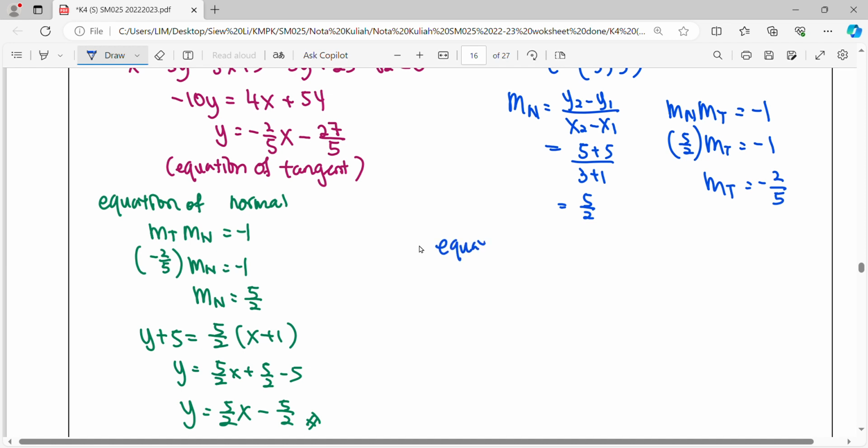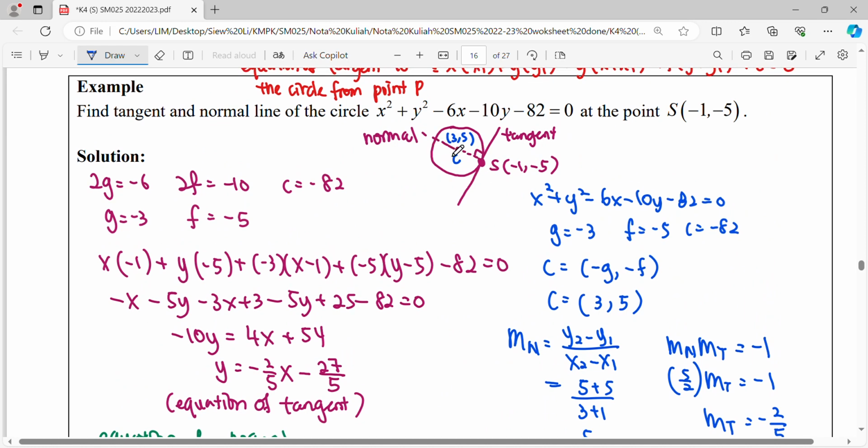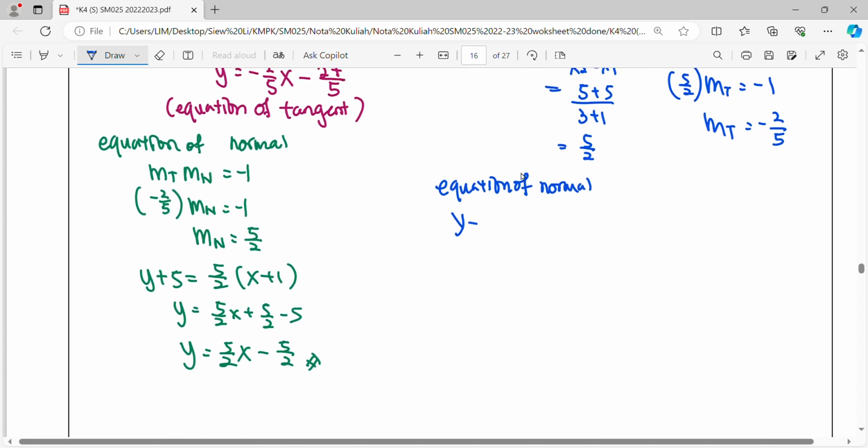So for the equation of the normal, it will be y minus y coordinate. So you look at your normal, it passes through the coordinate of x. At the same time, it passes through the coordinate of the center. So we pick either one. I take the point x here. So negative, negative becomes positive. Gradient. So y will become 5 over 2 x plus 5 over 2 minus 5.